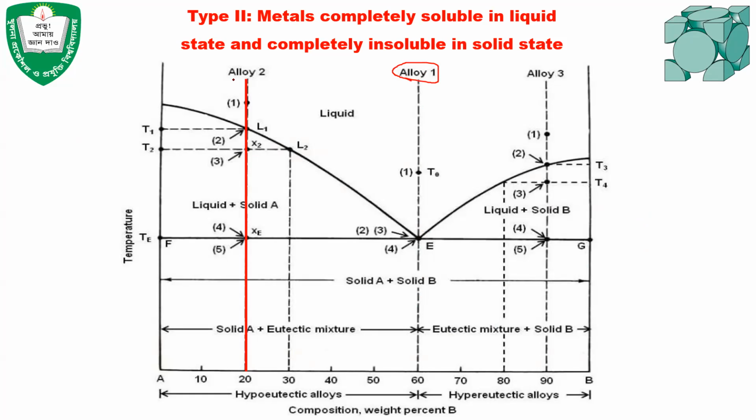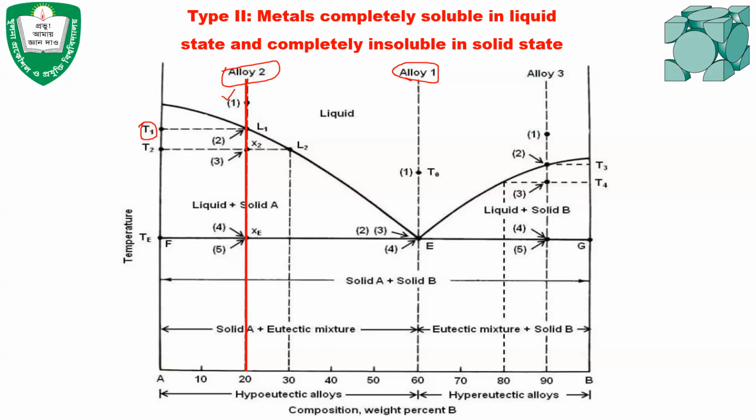Now come to alloy 2. For alloy 2, at point 1, it will be completely liquid, and A and B are homogeneously distributed in the liquid. It's a homogeneous mixture. When the temperature reaches point 2, that means when the temperature reaches T1, then solid A starts to solidify, but there will be no solidification for solid B. That means at this point there will be crystals of solid A. The nucleation of solid A starts to occur and solid A starts to form.